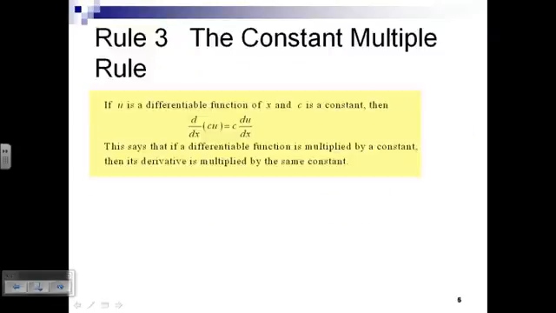The constant multiplier rule. If we are taking the derivative of something in the form cu, now again, a bit of notation. In this book, a, b, c are constants. But the letter u, and typically also the letter v, are reserved for functions of x. So whenever you see a u, think of that as a placeholder for some function of x.